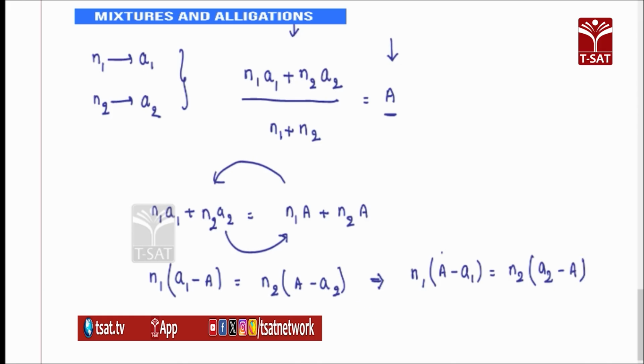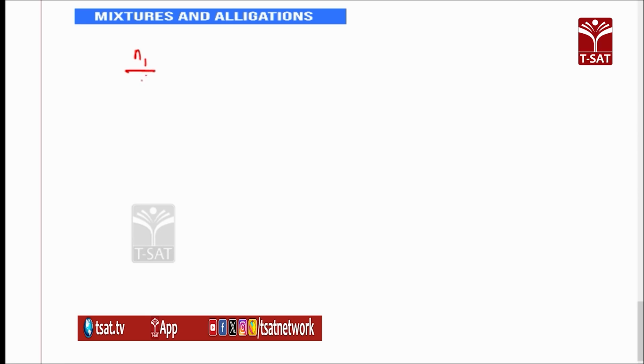If I say this one is D1 and this one is D2, you need to understand each term in it. N1 and N2 are the number of members in group 1 and group 2. A1 is the average of group 1, A2 is the average of group 2, capital A is the combined average. Now what is N1 by N2? N1 by N2 is equal to D2 by D1.